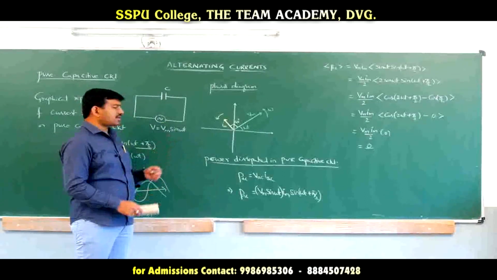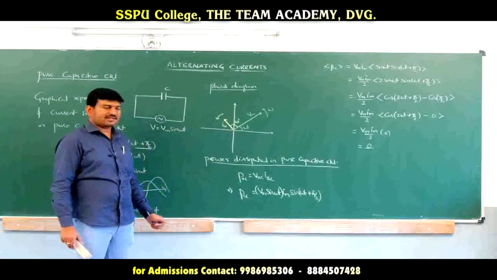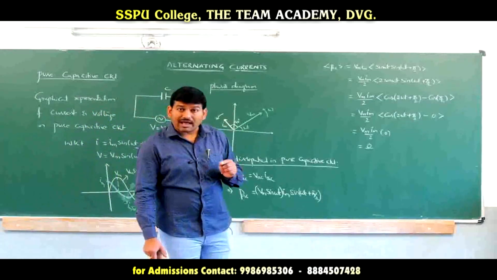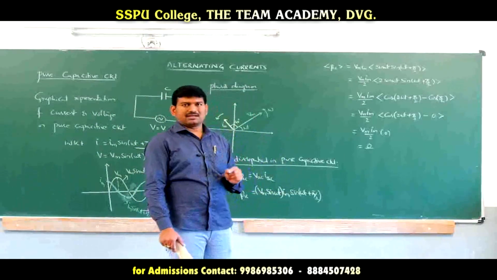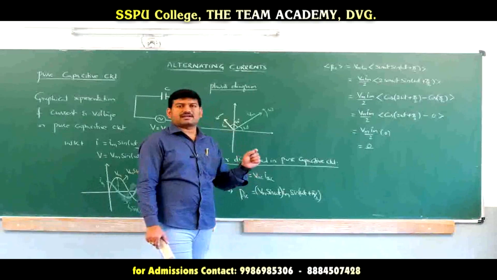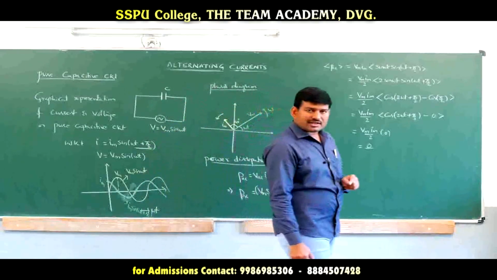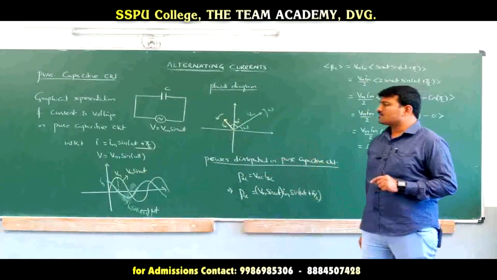In a pure capacitive circuit, current leads voltage by 90 degrees. Is it clear? This is about the pure capacitive circuit, and a capacitor will allow AC current but blocks DC current. A capacitor does not allow which current? It does not allow the DC current. It will allow which current? AC current. Okay. This is about the pure capacitive circuit.